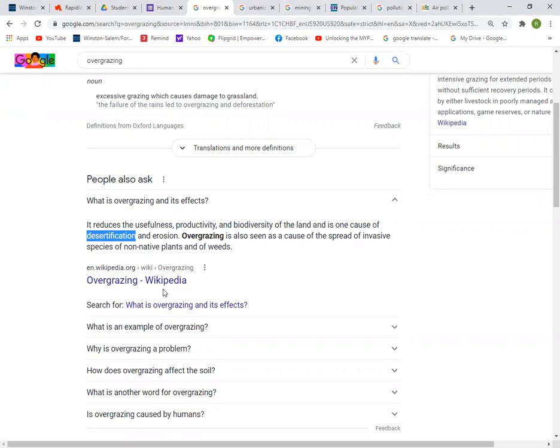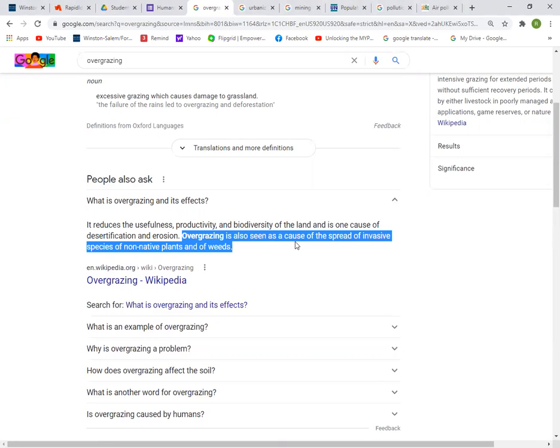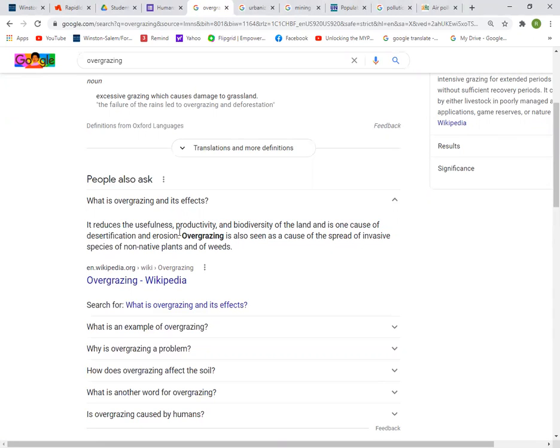So when you say desertification, the land loses its nutrients, especially its topsoil, and this leads to the drying of the land, which converts the land into like a desert. And when it becomes a desert, it becomes unusable. Overgrazing is also seen as a cause of the spread of invasive species or non-native plants and weeds. We'll be discussing more about invasive species in the coming days.